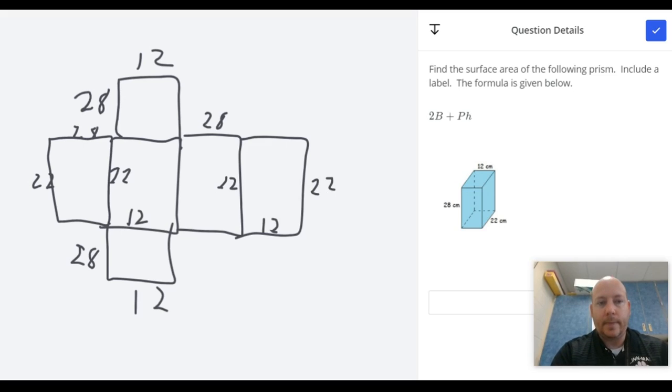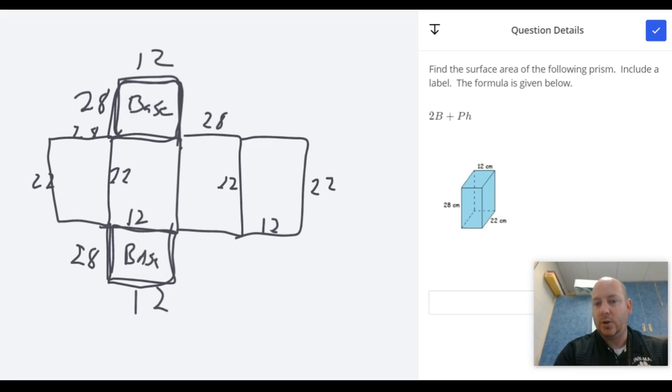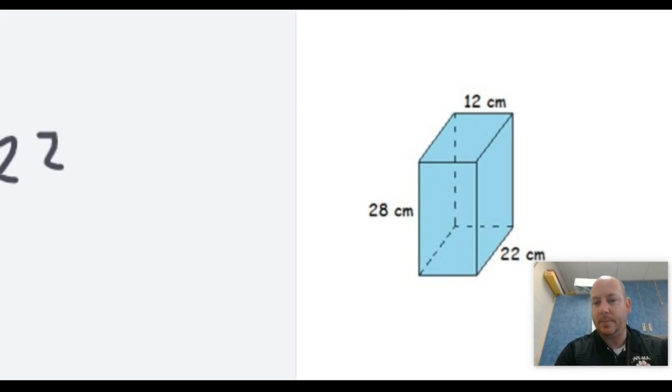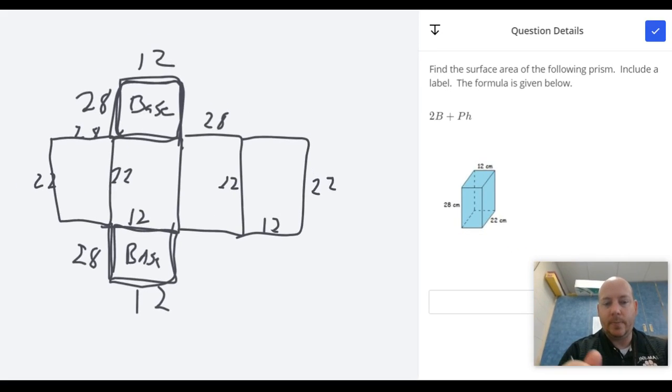Now, what's interesting is you've got these two things that are sticking out. Notice that they're the same. They're both 28 by 22. We're going to refer to those two as the base. On a rectangular prism, anything can be the base. The base is defined as those two faces that are parallel to each other. On a rectangular prism you really have 3 sets of bases: the front and the back, the top and the bottom, the left and the right. So it doesn't really matter which one's the base. But you'll notice there's 2 of them. So we've got 2 bases.